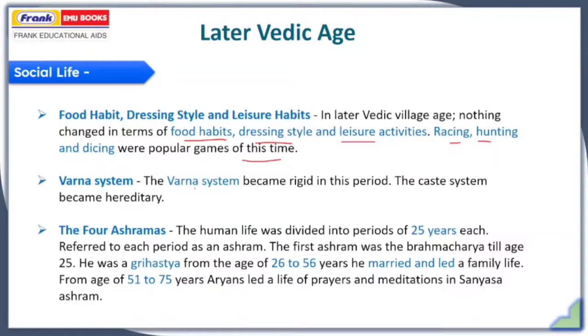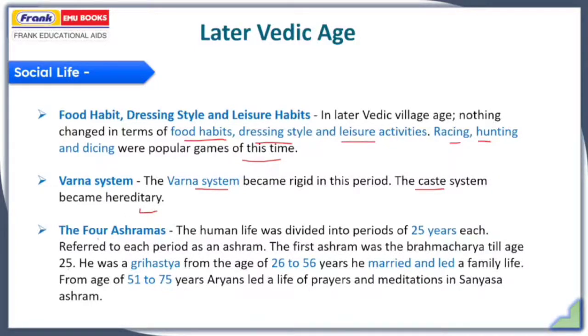Varna system. The Varna system became very dominant in the later Vedic period. The caste system became hereditary. Earlier, it was not considered that the son of a Brahman would be a Brahman or the son of a Shudra would be a Shudra. But in the later Vedic period, it became hereditary and the Varna system was very much dominant.